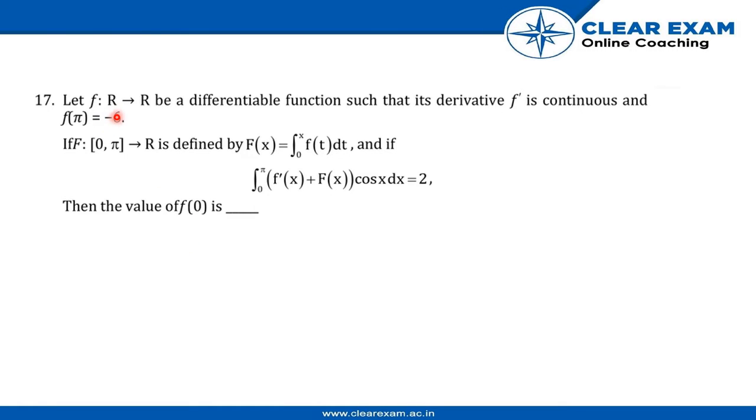Welcome back. The question is, let f: R → R be the differentiable function such that its derivative f'(x) is continuous and f(π) = -6. Then find the value of f(0), if f(x) is defined as the integral from 0 to x of f(t) dt, and the integral from 0 to π of (f'(x) + f(x)) cos x dx is equal to 2.